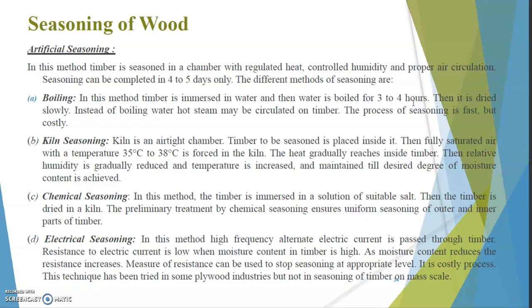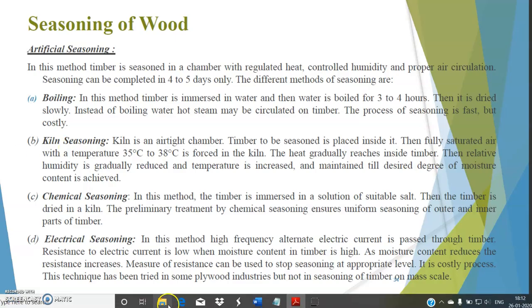happens, right? So, if it is at a high temperature, of course boiling temperature of water, it would allow the drying of your moisture content. Instead of boiling water, hot steam may be circulated on timber. So, this process of seasoning is fast but costly. Costly in the sense that we need to provide higher energy input for providing such a higher range of temperature. Then kiln seasoning. Kiln, again, the same we have seen in your brick manufacturing also, kiln burning, right?